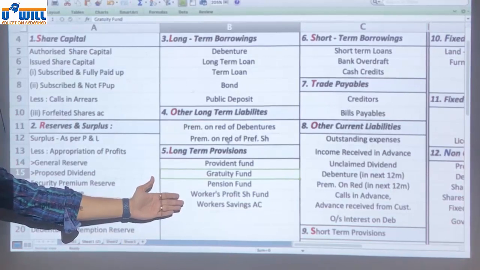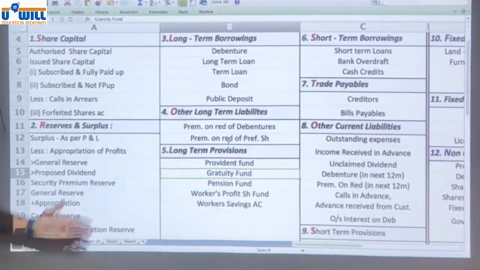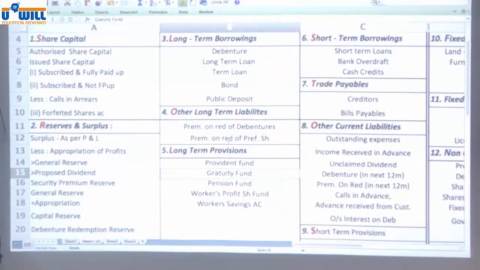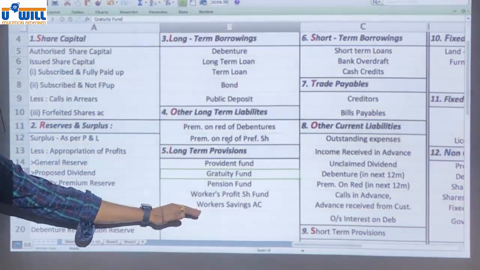Okay, then workers' profit sharing fund and worker savings account. So we categorize them as long-term provisions. Understood this? You have to remember कि ये सब किधर आता है, ओके?